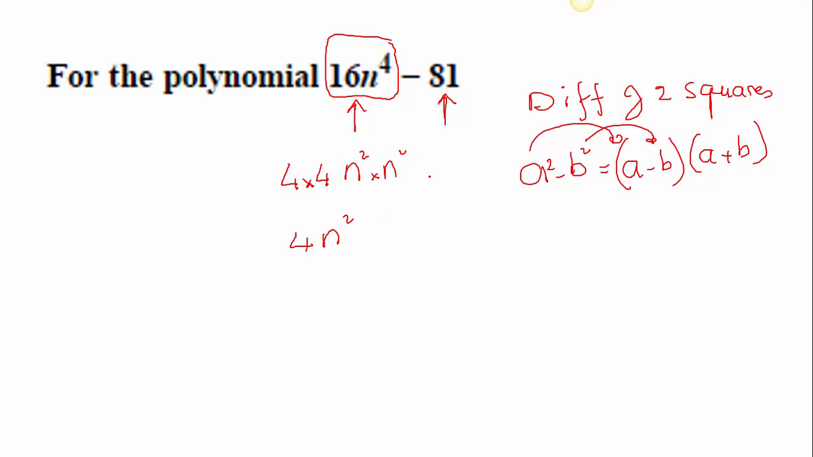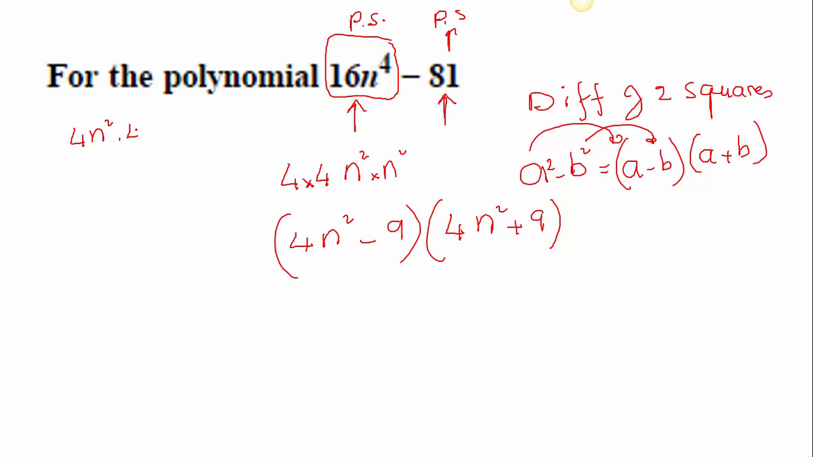What is the square root of 81? That's 9. So that's my first factor. My second factor would be 4n squared plus 9. One more time. This is called a difference of 2 squares, right? We have 16n to the 4, which is a perfect square, and 81 also a perfect square. So the square root of 16 is 4. The square root of n to the 4 is n squared. Because remember, if you multiply 4n squared times 4n squared, you will end up with 16, and then we add the exponents on n to the power 4. That's how we got the 4n squared.